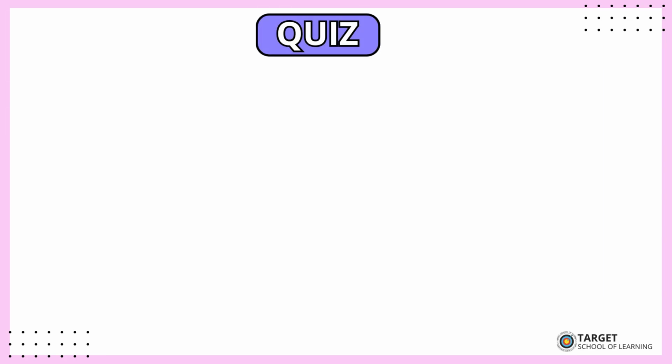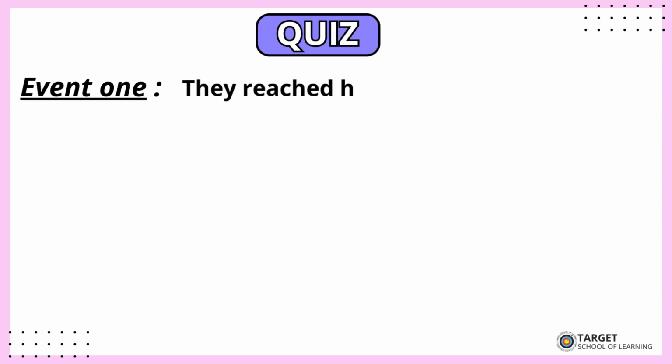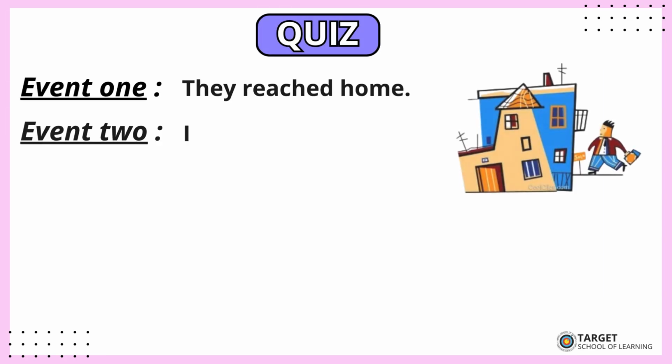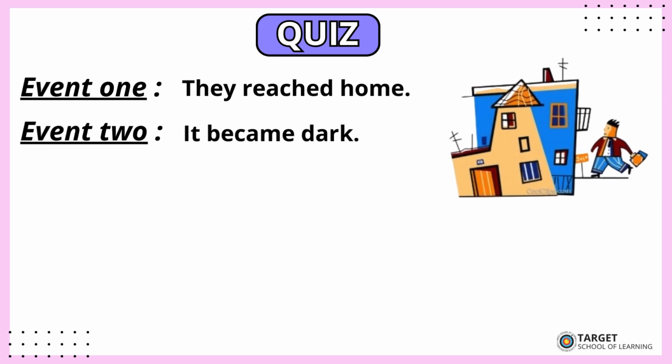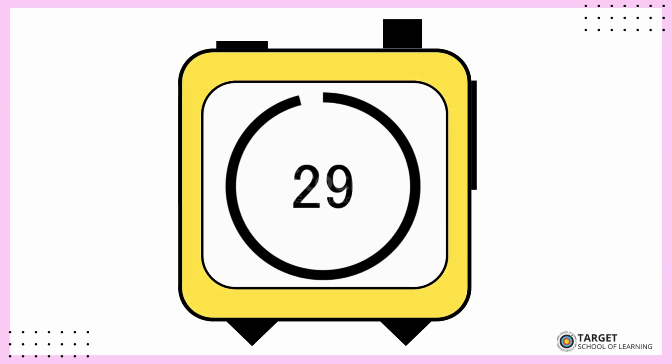It's quiz time now. Event 1, they reached home. Event 2, it became dark. I give you 30 seconds to think of it. What's the correct answer?